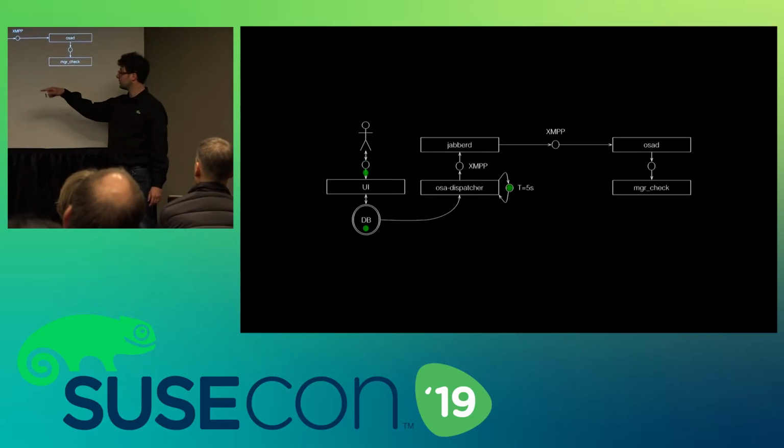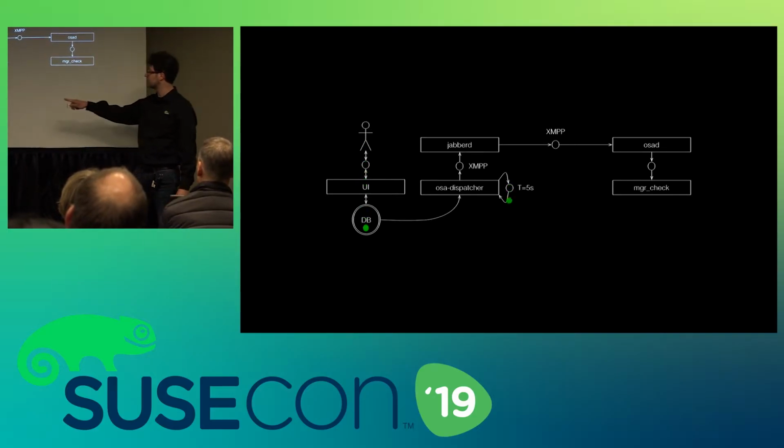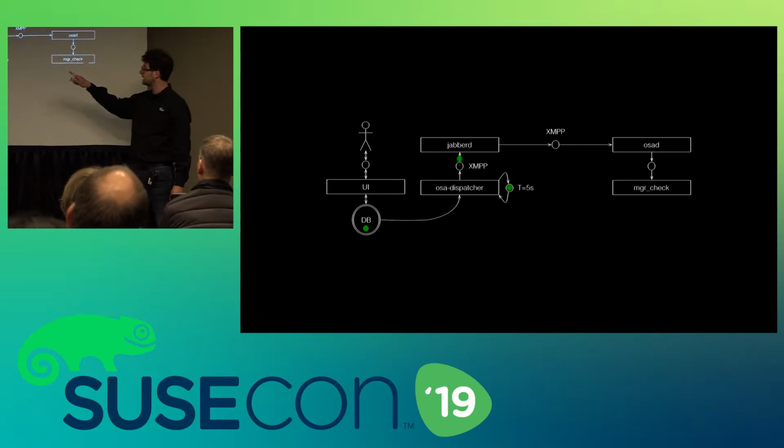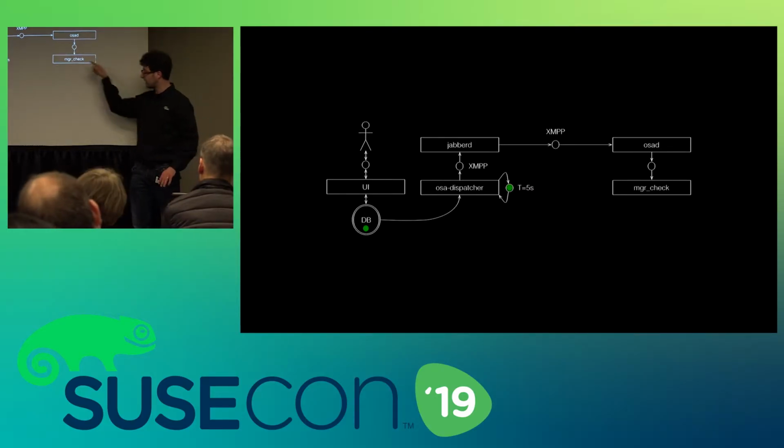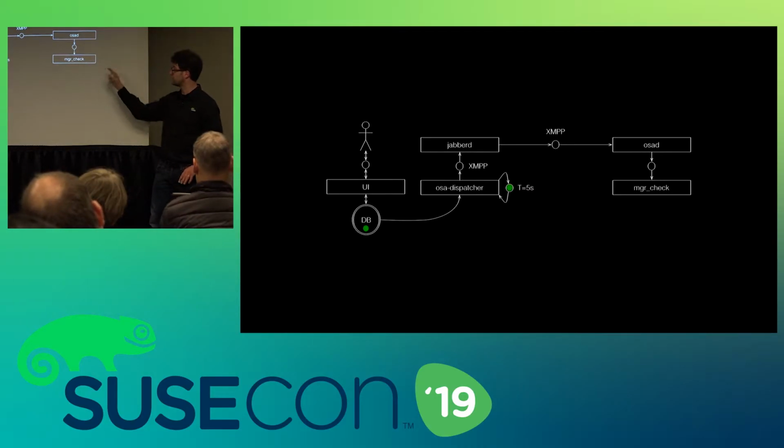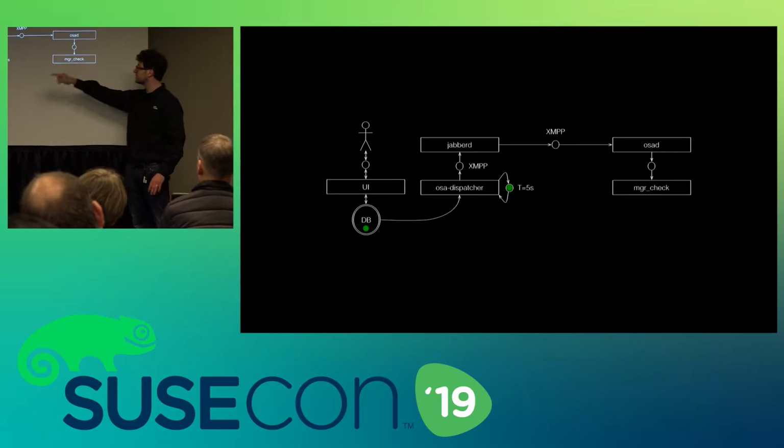Here the user is specifying the action. It's saved in the database at some point. Also the dispatcher fires, takes the action, sends a message to OSAT on the client, and that triggers mgr check. Once mgr check is triggered, everything else continues like before. It's as if you used SSH to get in the client and called mgr check manually. So this is just a triggering mechanism that's different.